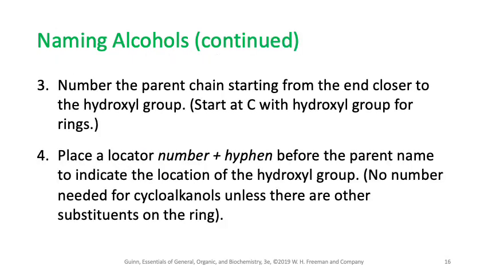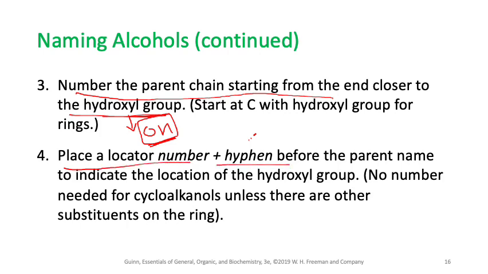The third rule says number the parent chain starting from the end closer to the hydroxyl group. So we have to give the preference or priority to the OH group, the alcohol group, so that it can get the lowest number possible. If you remember from the previous chapter, we always give the preference to a double bond or triple bond, if there is any, in hydrocarbons. The same rule applies over here. If you have an OH group, you have to give the preference to the OH group so that it can get the lowest number in the parent chain. And then the last one: place a locator number and hyphen before you name your entire molecule. So let's get to the next slide, and then let's do some problems and try to understand how to name it.